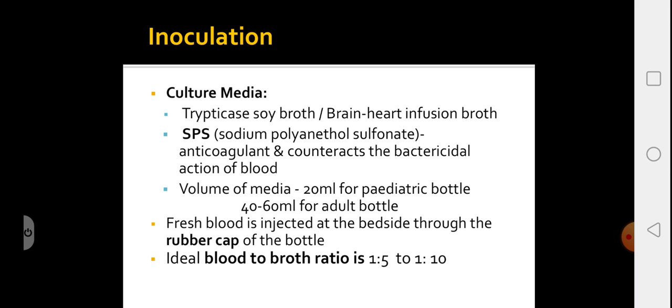Why are we doing this dilution of broth? To counteract the bactericidal action of WBCs and complement present in the blood. And so the ideal blood to broth ratio is 1:5 to 1:10.